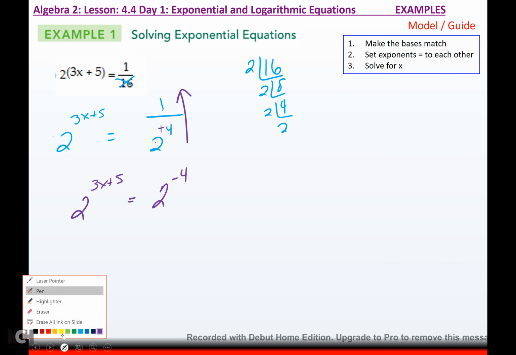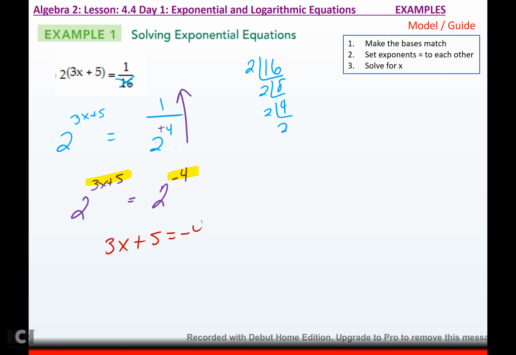And now that my bases are equal, my exponents have to be equivalent. They don't have to look the same, but they have to be equivalent. So I set up the equation 3x plus 5 has to equal negative 4 minus 5. 3x equals negative 9. Divide by 3. X equals negative 3.